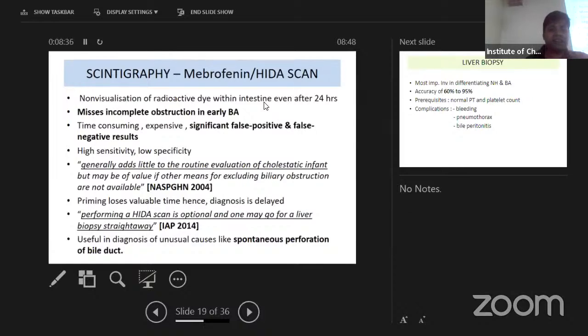It generally adds little to the routine evaluation of the cholestatic infant, but may be of value if other means of excluding biliary obstruction are not available. Priming loses valuable time, hence diagnosis is delayed. Performing a HIDA scan is optional and one may go for a liver biopsy straightaway. Useful in diagnosis of unusual causes like spontaneous perforation of the bile duct.